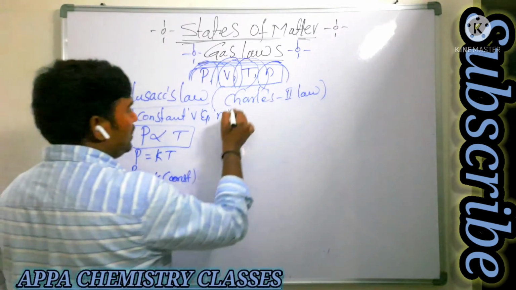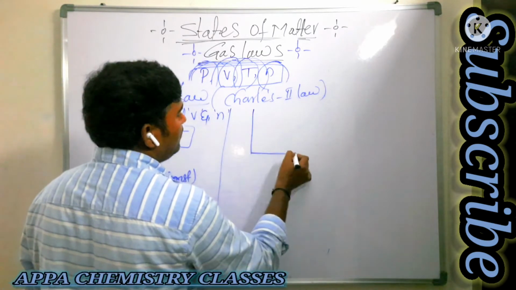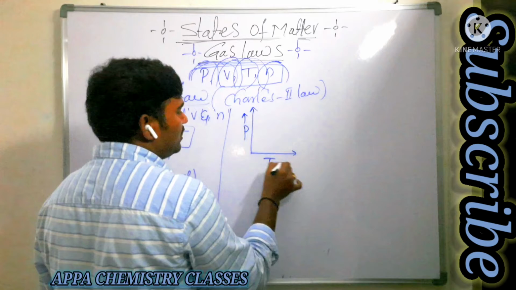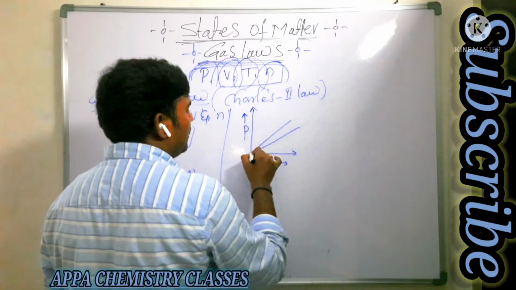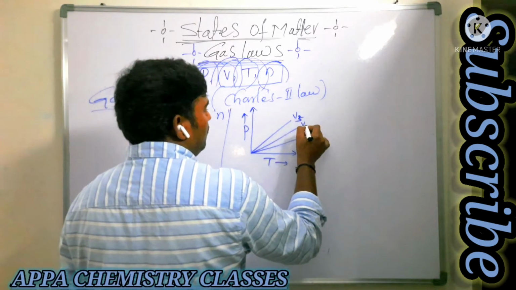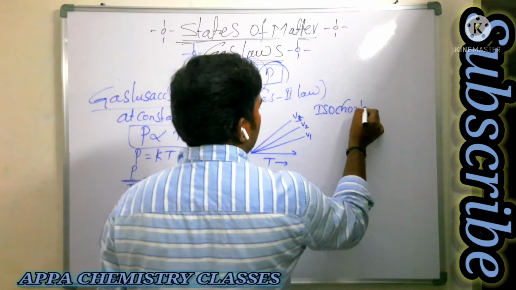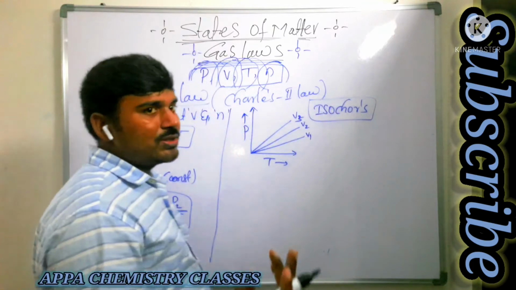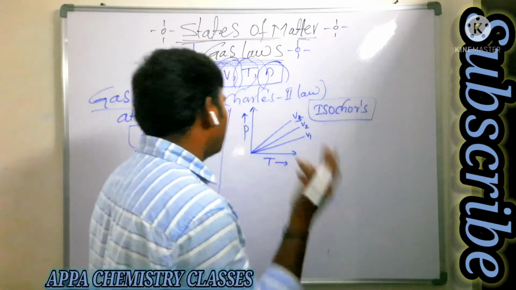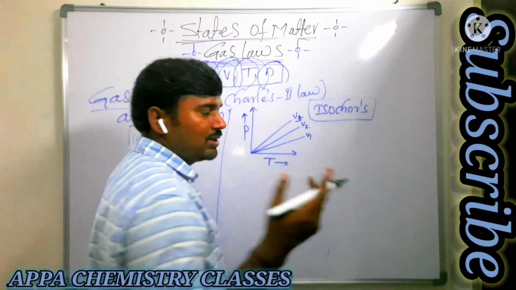Next we are going to see pressure versus temperature. Pressure is directly proportional to temperature. The graphs we get here are at constant volume. The graphs obtained at constant volume are said to be isochores. Now isobars are the graphs plotted between volume versus temperature at constant pressure. Bar in the sense of pressure: bar is the unit of pressure.